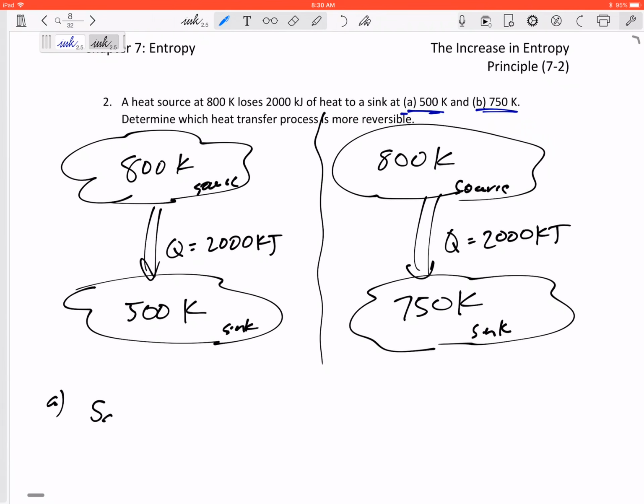We can calculate the S-gen. S-gen is a measure of irreversibilities. So the larger the S-gen, then the more irreversible it is. And you can probably guess which one of these is more reversible, but we're going to calculate it. The S-gen total would be the delta S of the source plus the delta S of the sink.